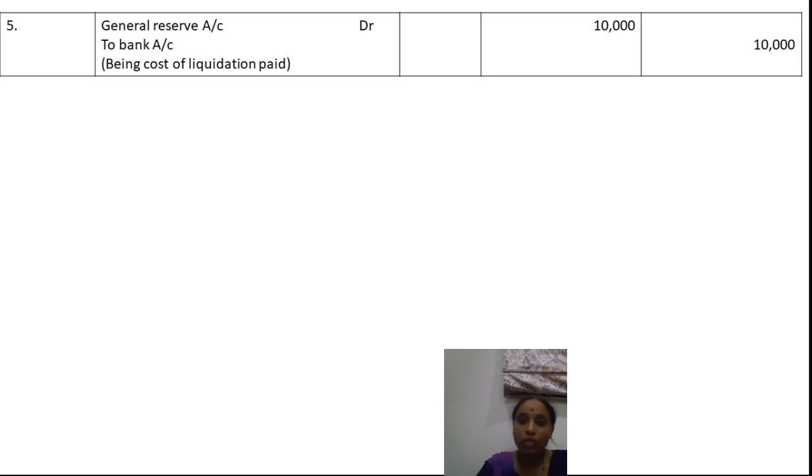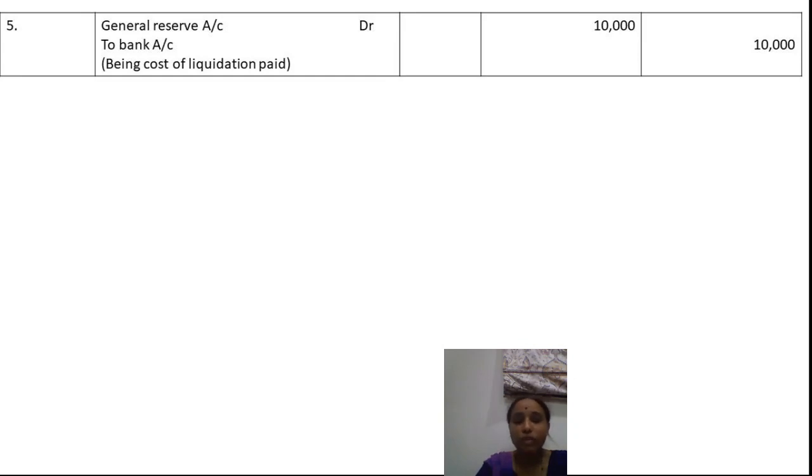So all these were the different types of problems solved in mergers and acquisitions. You can solve problems only on purchase consideration. You have to solve problems on preparation of journal entries, preparation of ledger accounts, and preparation of the amalgamated balance sheet in the form of merger and in the form of purchase. So two types of problems are there.